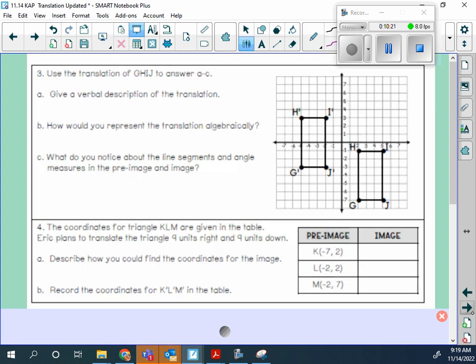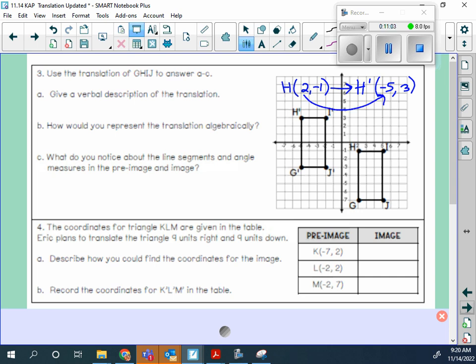Okay? So, use the translation of GHIJ to answer A through C. Give a verbal description of the translation. First, I would just pick a point, it doesn't even matter. So, which one is the pre-image? H. H is located where? 2, -1. H prime is now located at -5, 3. Your job is to figure out how they got from here to there.